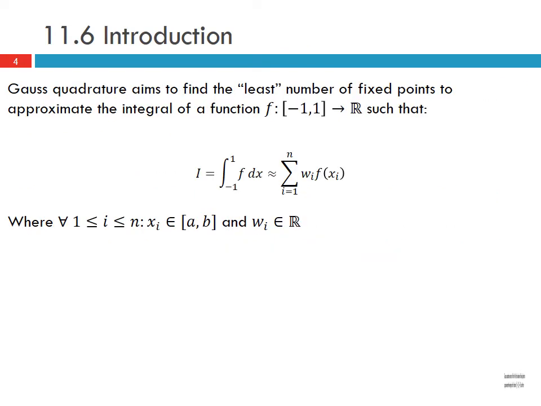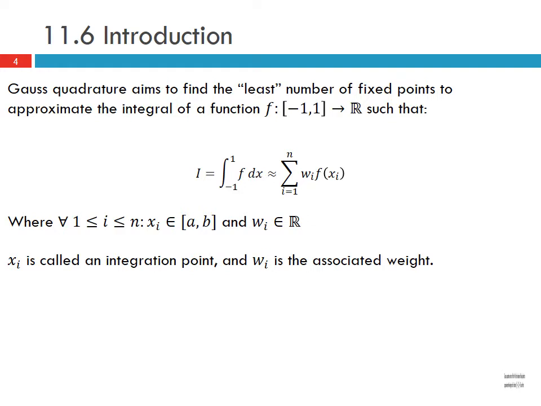So Gauss Quadrature aims to find the least number of fixed points to approximate the integral of a function f on the interval from -1 to 1, such that the integral is approximated as a weighted sum of function evaluations. So these xi's are the integration points and wi's are the associated weights. So we aim to find the values of the w and the x to approximate the integral.